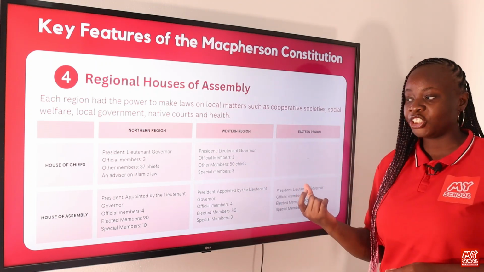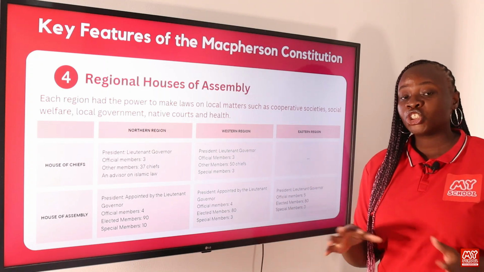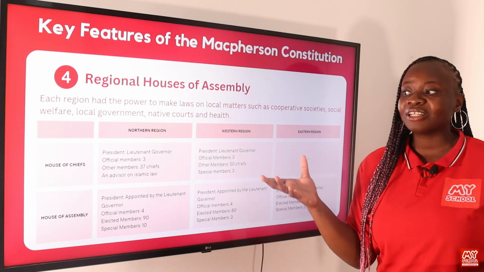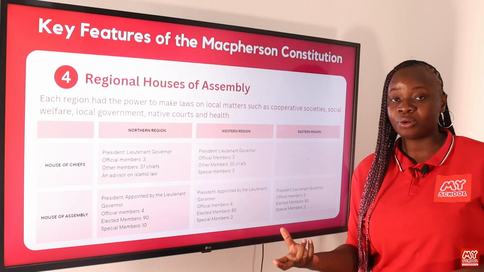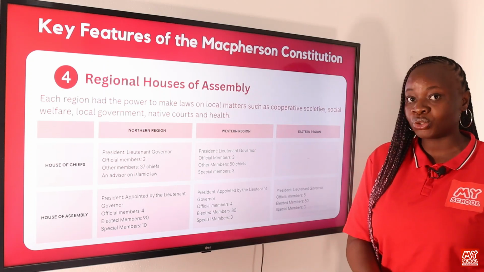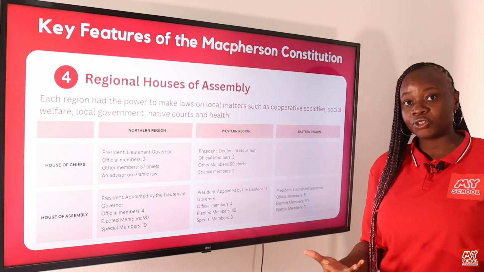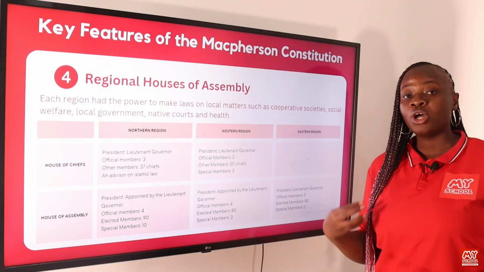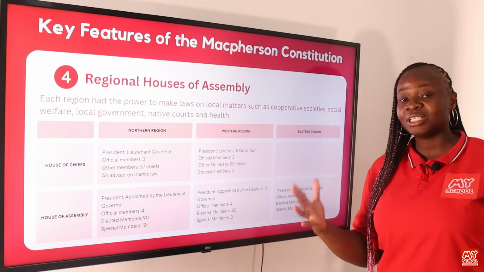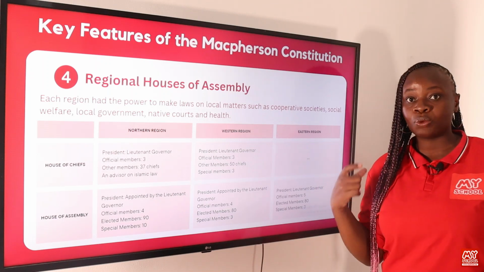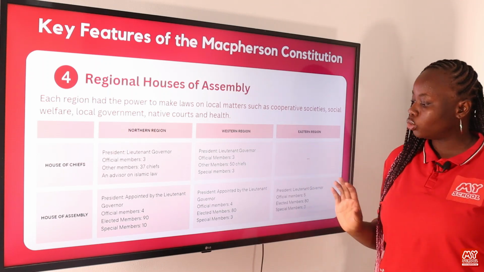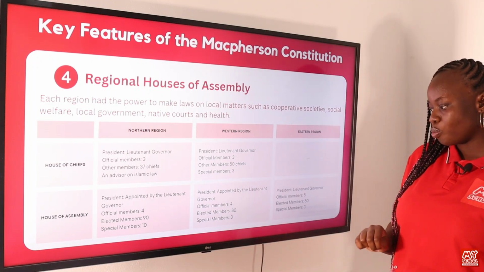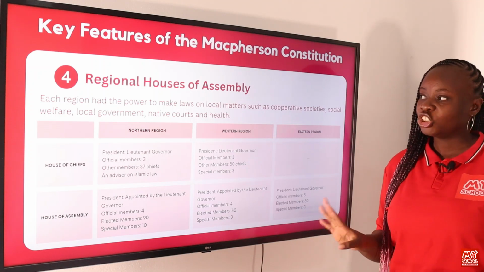Remember, most of these houses of chiefs were modeled to ensure that traditional rulers are allowed to participate in the decision-making process in the country. So most of the members of the House of Chiefs were actually traditional rulers, people who had traditional titles within the various regions. But for the eastern region, remember when we discussed the pre-colonial administrative system, we discussed how they had no chiefs or traditional rulers. They had a decentralized system. So as a result of that, there was no need for a House of Chiefs for them. So they only had a House of Assembly. The president was the lieutenant governor. There were 5 official members, 80 elected members, and 3 special members.